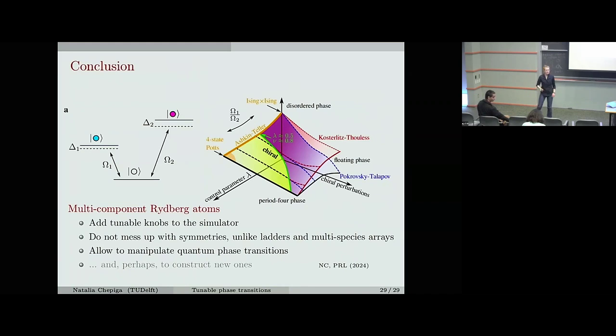Now we can manipulate quantum phase transitions, but who knows, maybe in a few years we could even construct a new one directly in experiments. So with this, I would like to thank you for your attention and look forward to your questions.